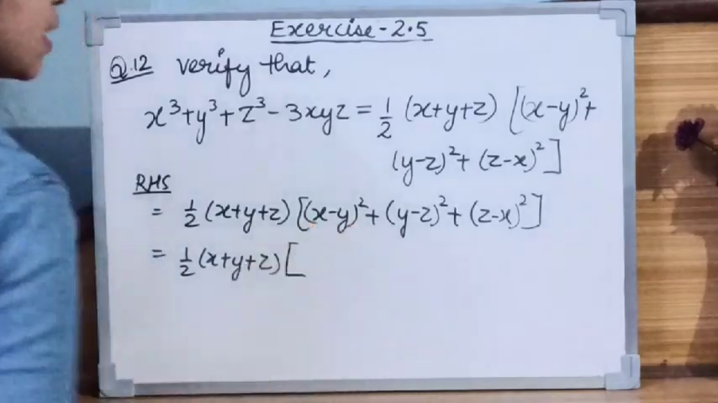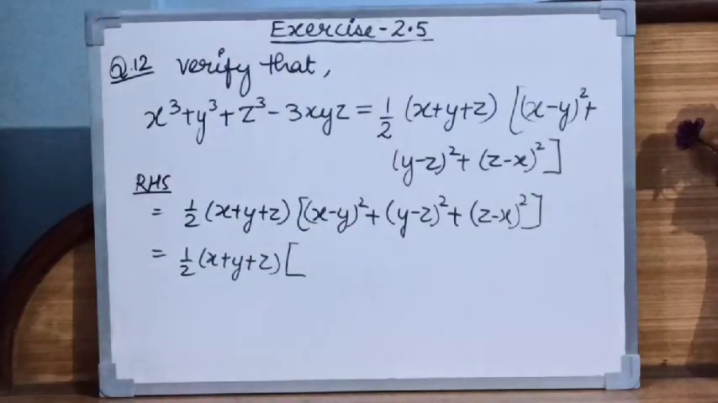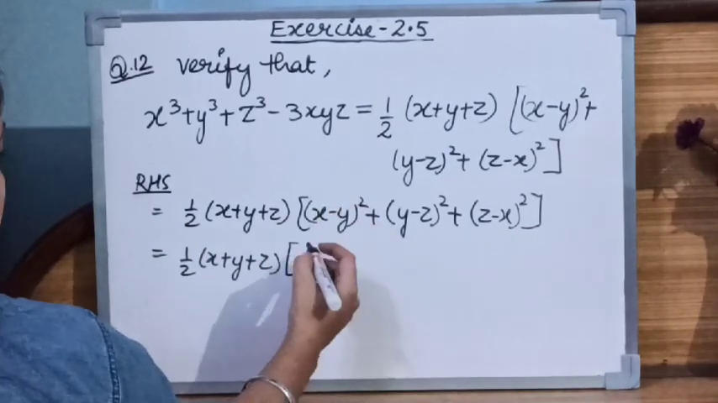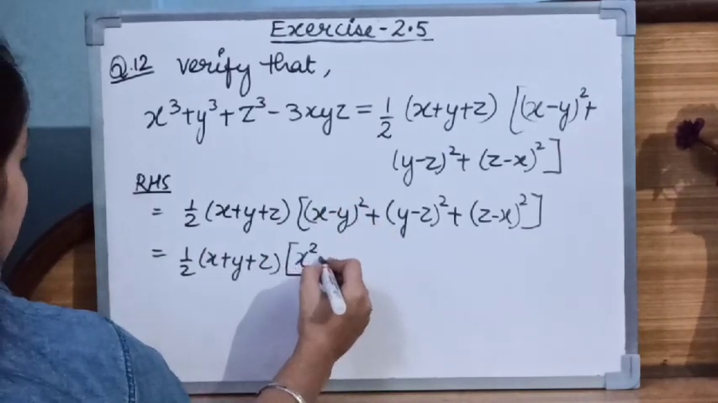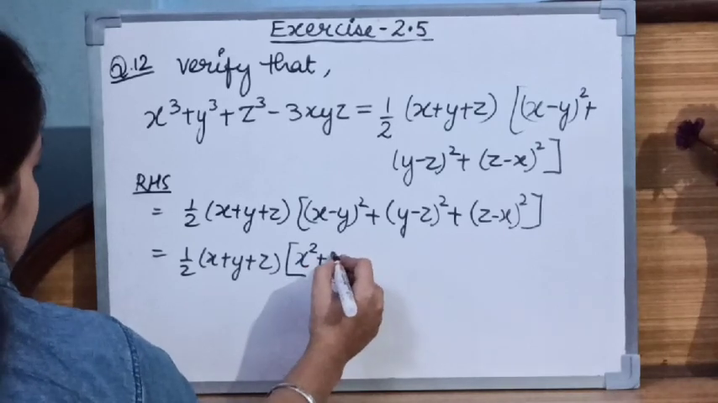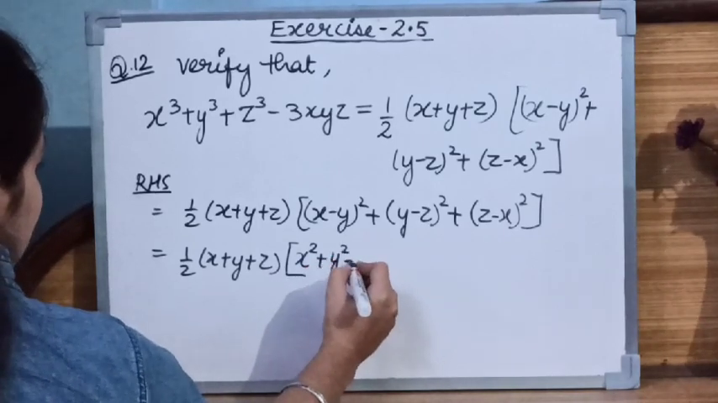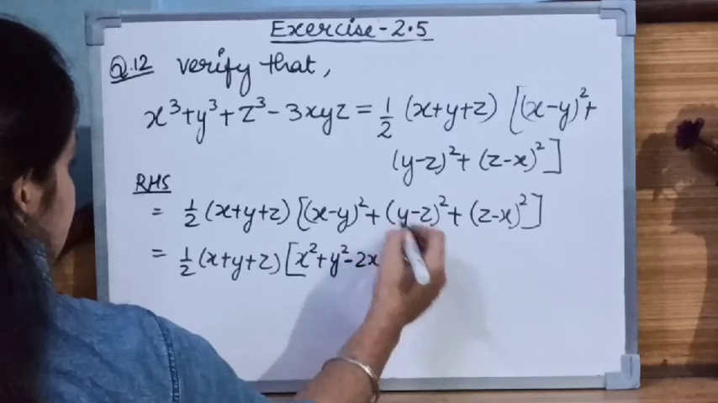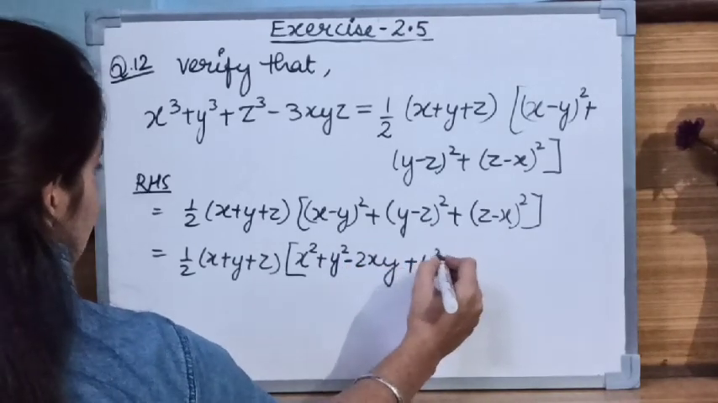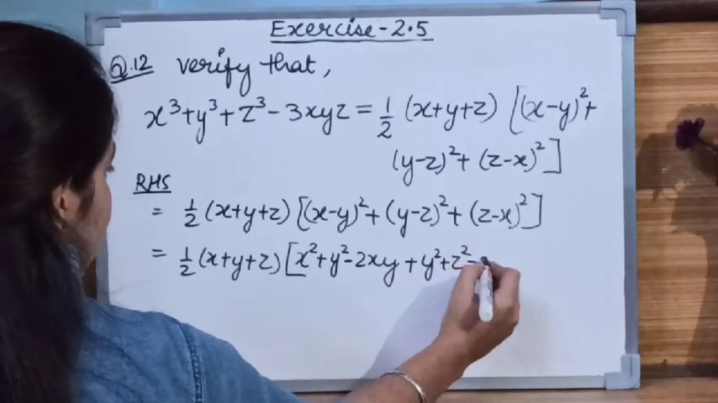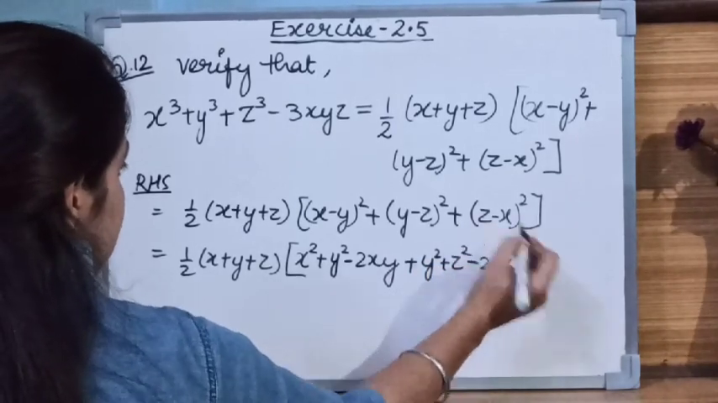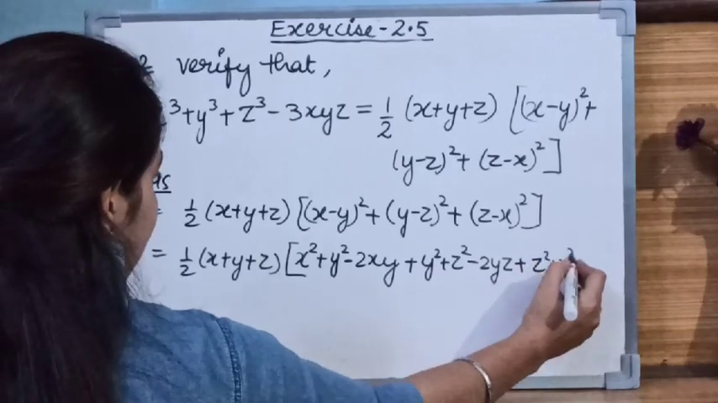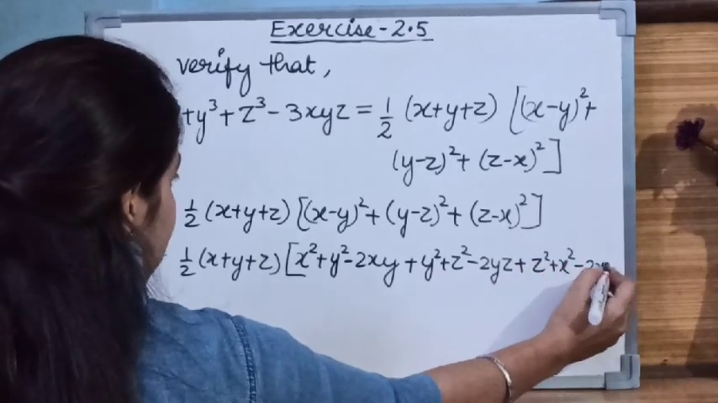This can be seen as the identity (a minus b) whole square. As you know, (a minus b) whole square is a square plus b square minus 2ab, so it is x square plus y square minus 2xy. Similarly over here, y square plus z square minus 2yz. Similarly in the third term, plus z square plus x square minus 2xz.